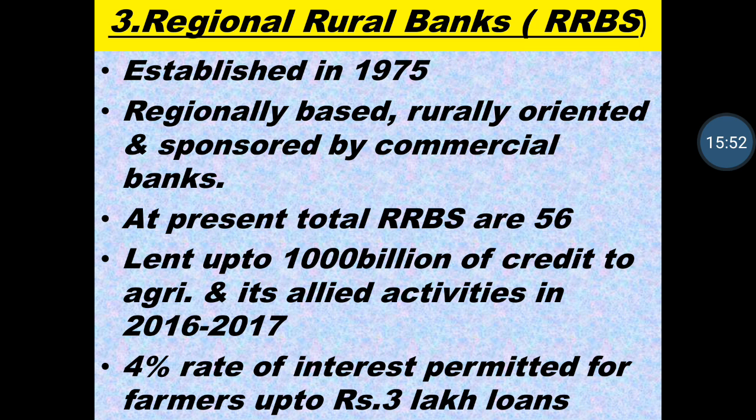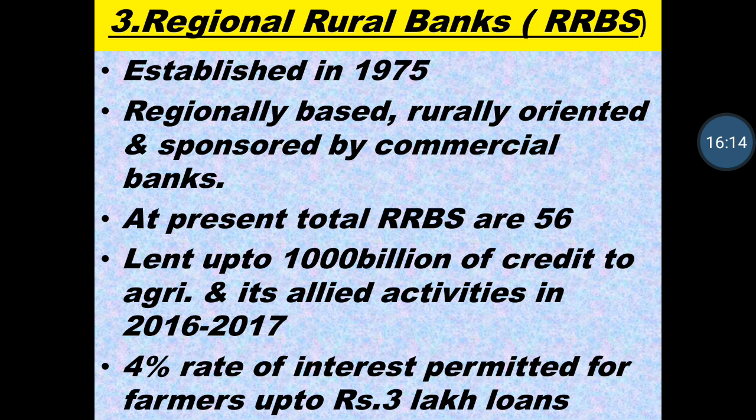Previously there were a total of 196 regional rural banks. Now the number of regional rural banks has decreased and become 56. Then as per the record of 2016-17, regional rural banks have lent up to 1000 billion of credit to agriculture and their allied activity.